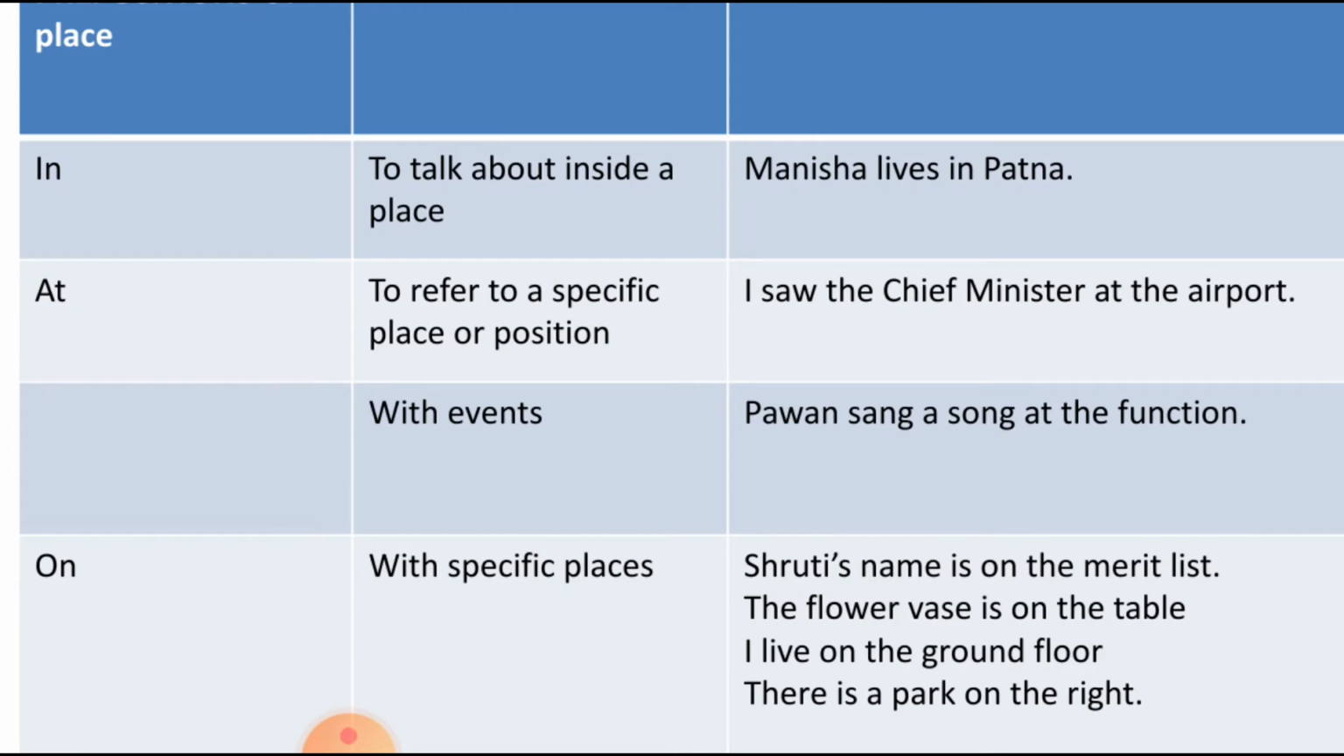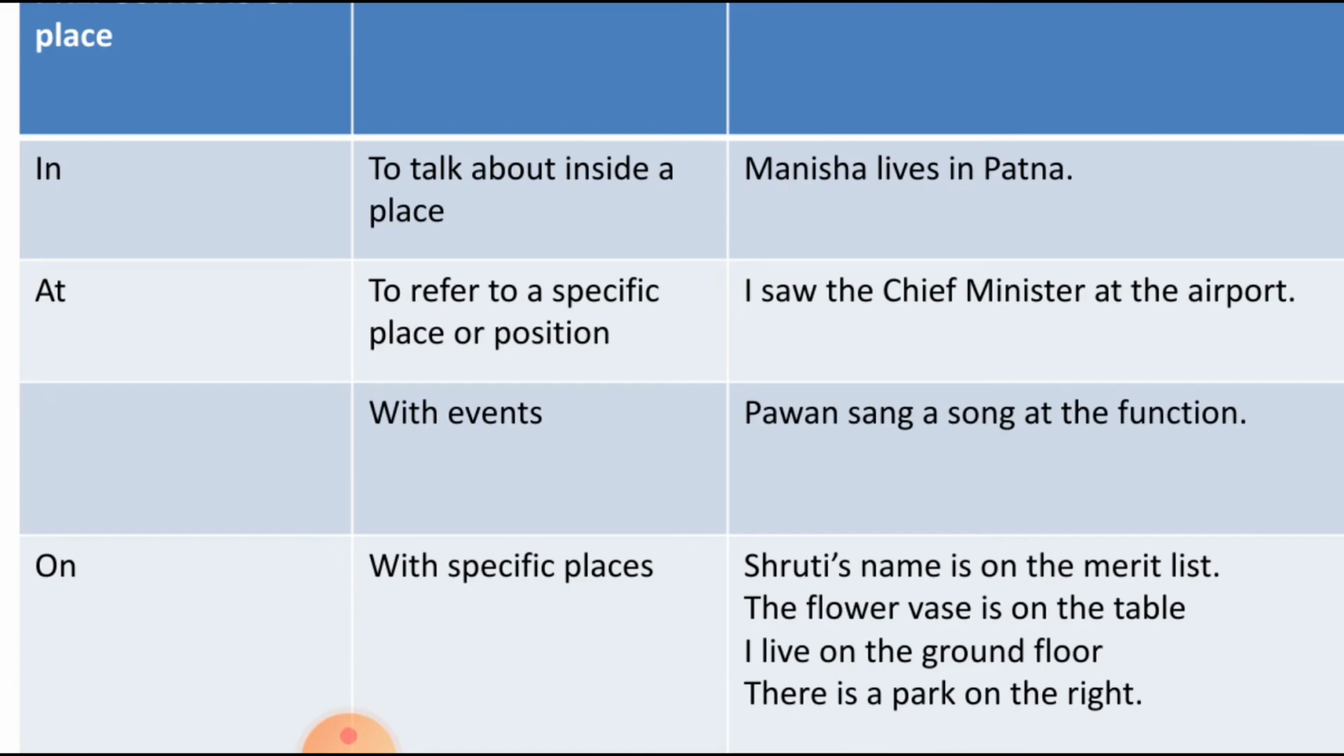Okay, when we are talking about events, then also we use the preposition at. Pawan sang a song at the function. So here we are talking about some event. Now on. When we are talking about specific places, then at that time also we use the preposition on. Shruti's name is on the merit list. So the merit list is displayed. So her name is there on the merit list.